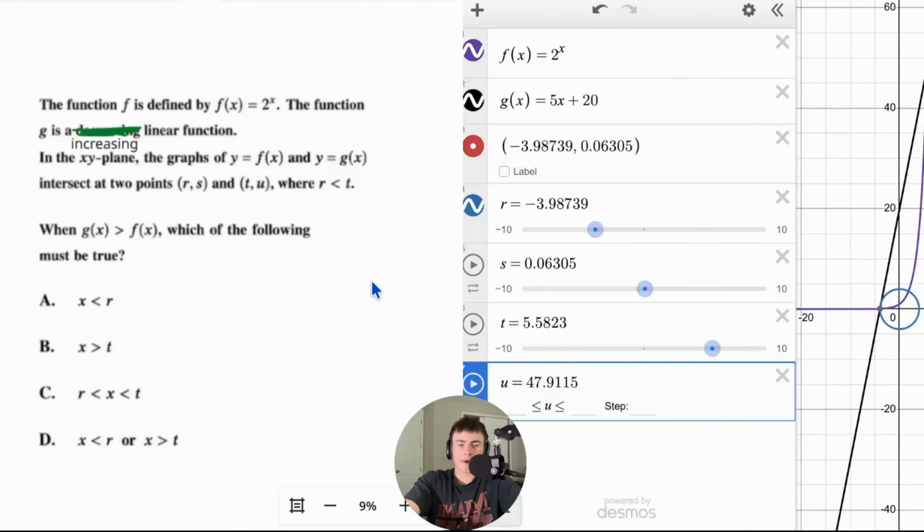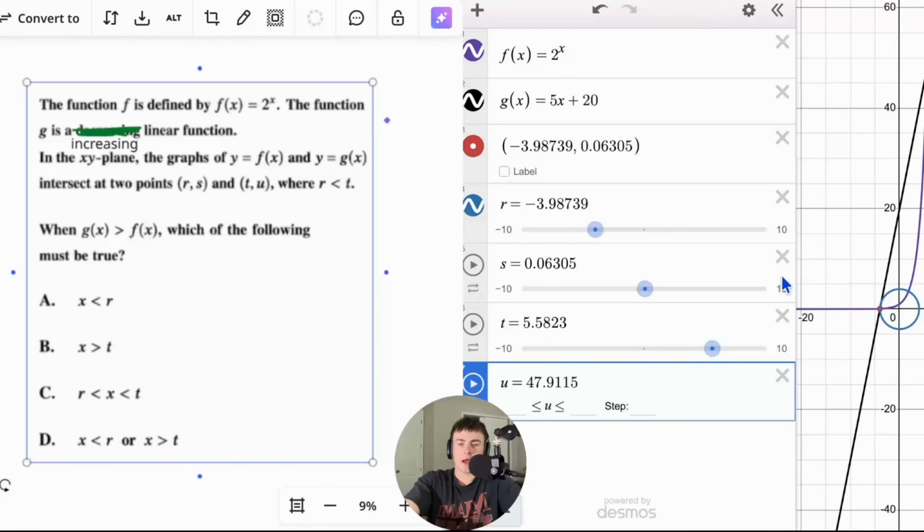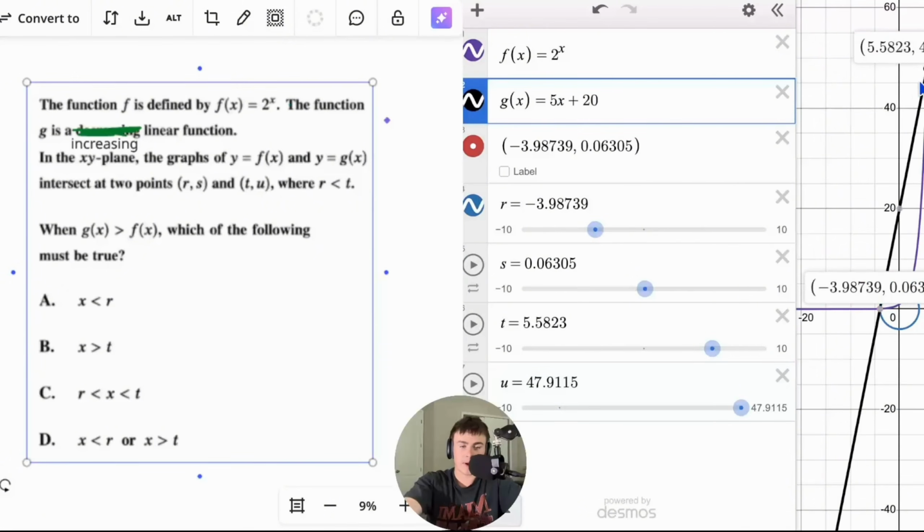It says when g of x is bigger than f of x, which of the following must be true? G of x is the black line. F of x is the purple line. So when g of x is greater than f of x is going to be when the black line is above the purple line, because that is the value of the function. Like the y value is the value of the function. So you want to see the interval where the black line is bigger, which is just simply between this point and this point. Conveniently, right? So this is the interval where g of x is bigger than f of x.